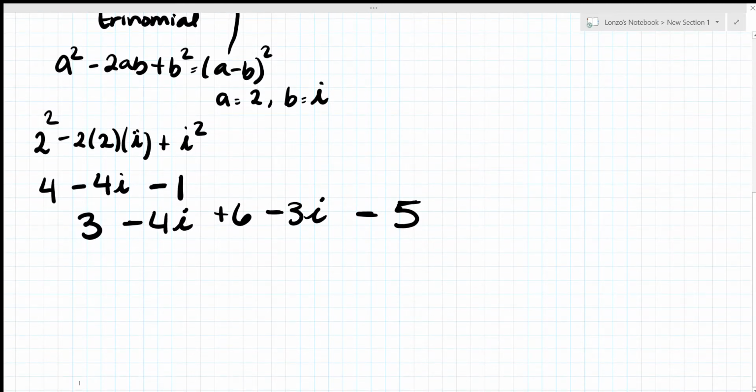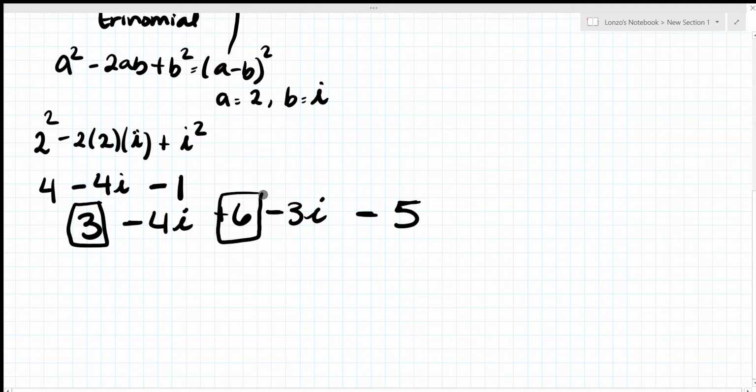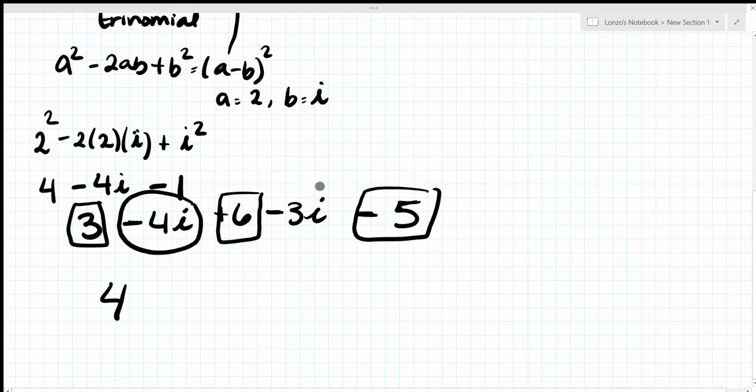Let's see here. I'm going to box all the whole numbers. So we have a 3 here, positive 6, and a negative 5. When you combine all that, 3 plus 6 and a negative 5, you're going to get positive 4. Now I'm going to circle all my imaginary numbers. So we have a negative 4i here and a negative 3i here. So when you collect that, that's going to be negative 7i.